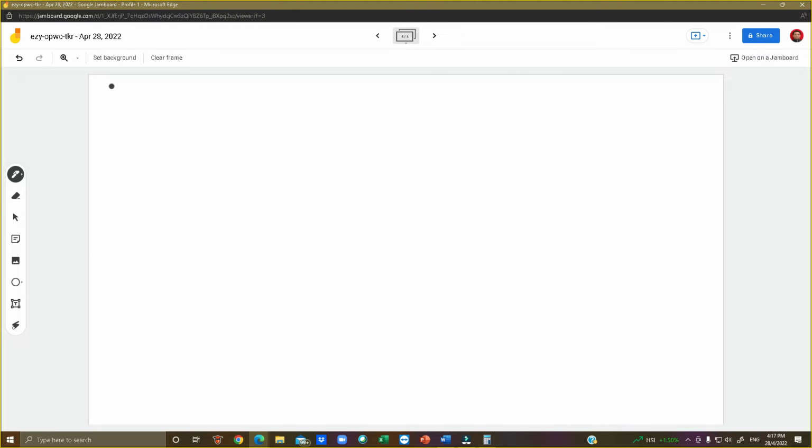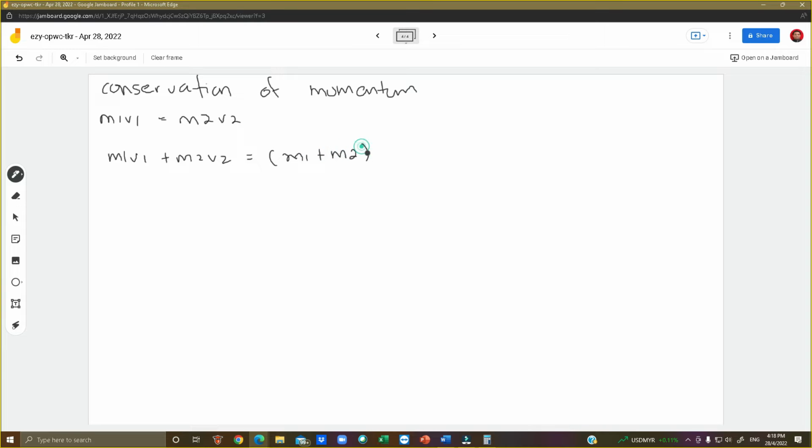Okay, next one. This one is about the concept of conservation of momentum in kinetics. Momentum 1, the first momentum, will always equal momentum 2. So if we have a collision, momentum 1 plus momentum 2 equals the new complex, M1 plus M2 times V.